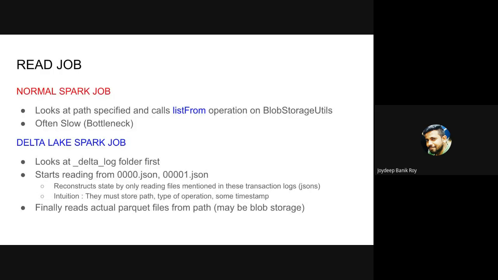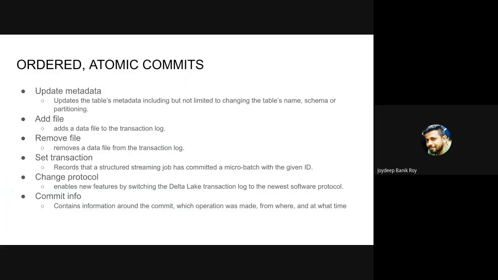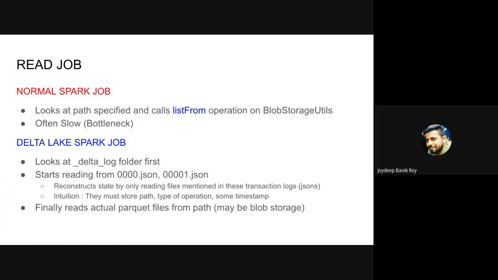So what happens really when a read job happens? Why, when we have recorded so much information within these JSON files? Why are we doing it, or what really happens when a normal read happens? With a normal Spark job, when you provide a path to your spark.read parquet, it just goes and calls a list-from operation on your blob storage, right? You'll have some utils, and that's generally very slow. It's the bottleneck. If you have petabyte scale, it will take a lot of time.